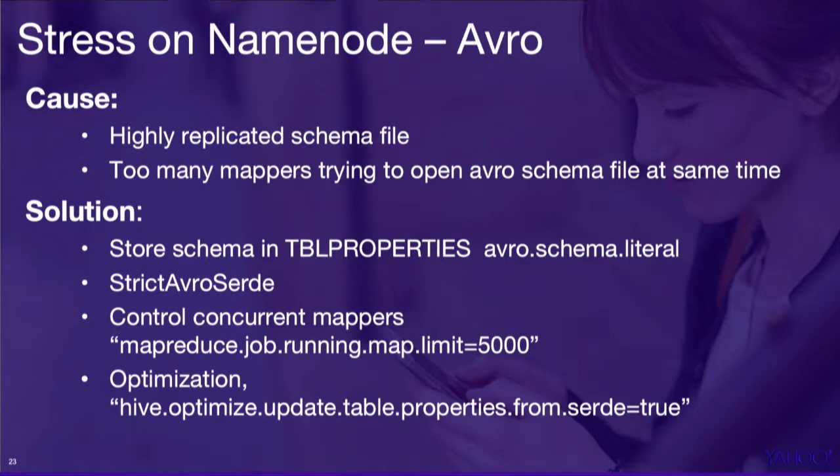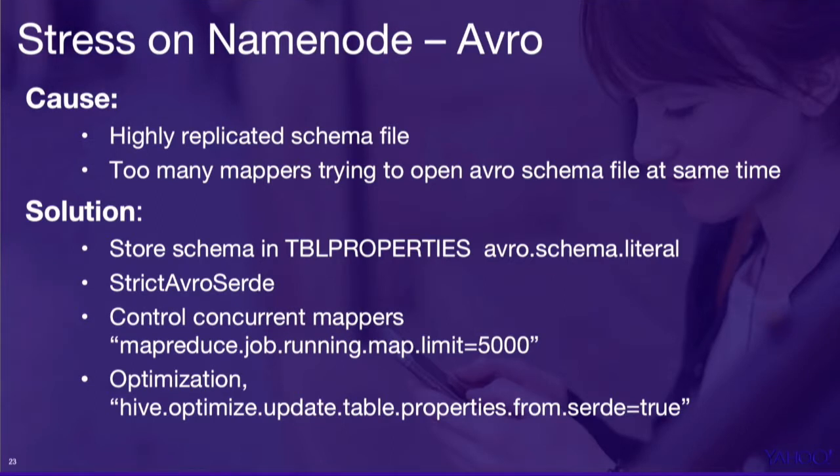So what we did in the short term was we controlled the number of concurrent mappers. The MapReduce job running, the mapreduce.job.running.map.limit, we set that to 5,000. That somehow solved the problem in the short term.